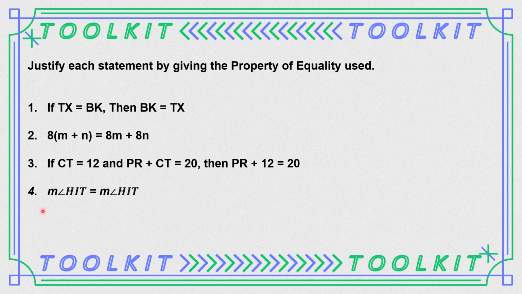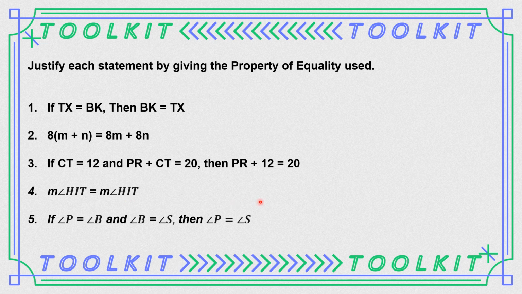Next, number 4. Measure of angle HIT is equals to the measure of angle HIT. So, ano kayang ginamit na property? So, ang property po na ginamit dyan is reflexive property of equality. Bakit reflexive? Kasi po, di ba sabi kapag reflexive, para lang siyang mirror. Kukopyain mo lang yung sarili niya. Okay? Kung measure of angle HIT, dapat HIT din siya. Or the measure of HIT din siya.